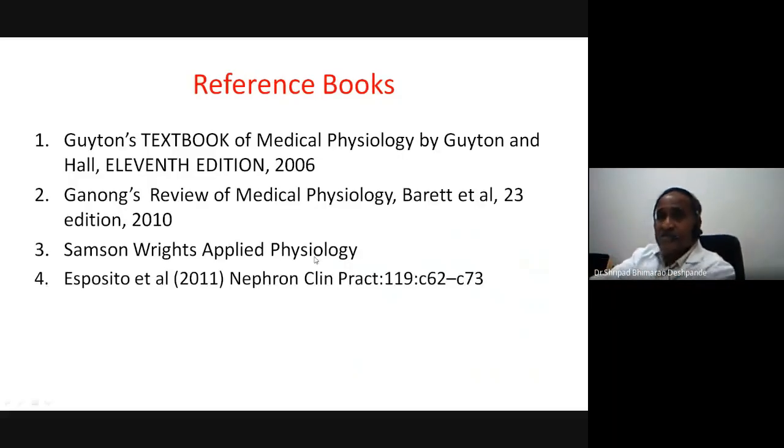For the current topic, I have referred to these books: Guyton's textbook of physiology, Ganong's review of medical physiology, Samson Wright's applied physiology, and this review article from S. Postor et al., which was published in Nephron Clinical Practice, which gives a lot of information about SIADH and the vasopressin escape.